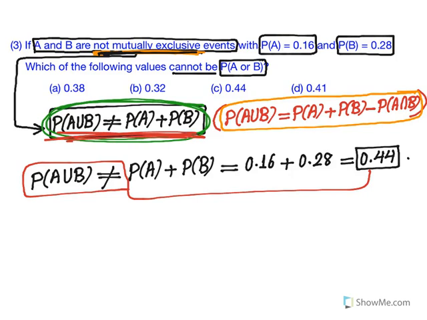So the answer to this question is you have to choose part C. This is the value that it cannot be. The probability of A or B cannot be this value, otherwise they would be mutually exclusive. Okay, and this would end this question.